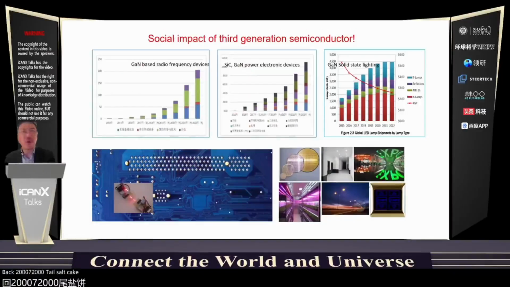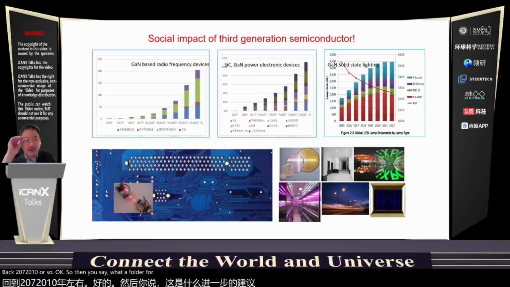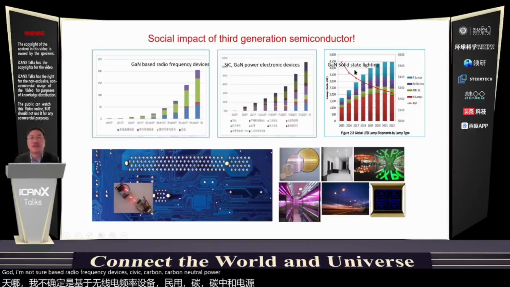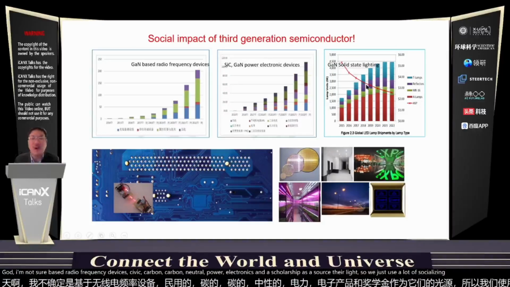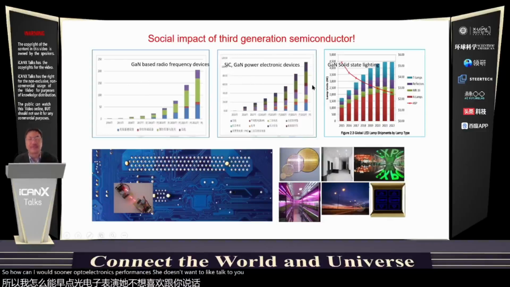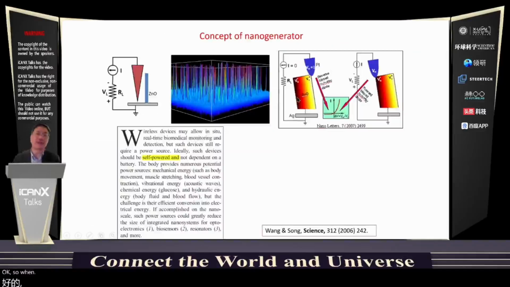Then you say, what is the third generation semiconductor for? What are the applications? Gallium nitride based radio frequency devices, silicon carbide and gallium nitride power electronics, and gallium nitride based solid state lighting. We use a lot of solid state lighting now for display and lighting. Those are, as of now, the major applications of the third generation semiconductor. So how can we tune their optoelectronic performances? That's what I'd like to talk to you about today. Okay, so when did we start this work?